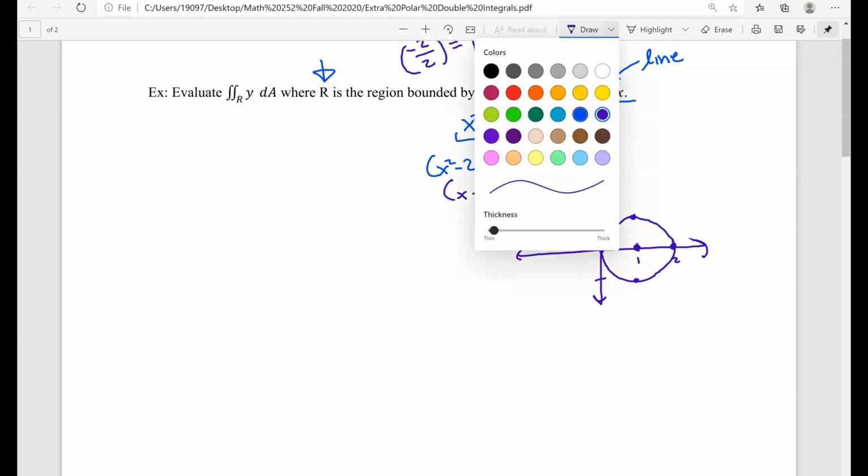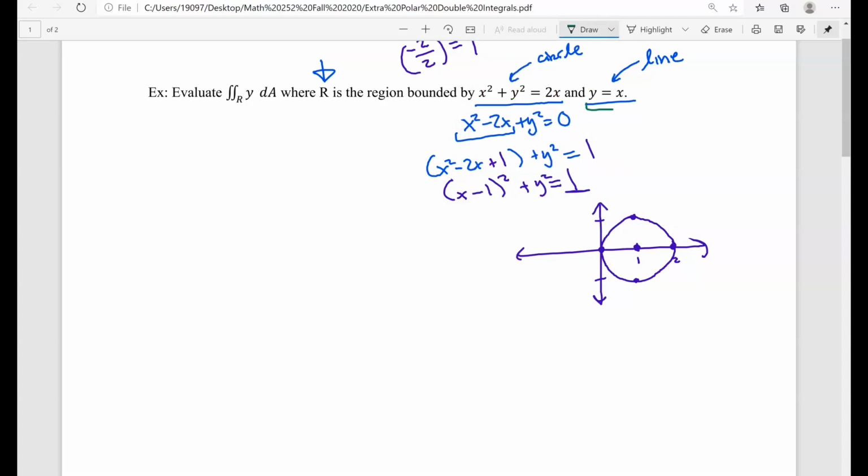And now we have that line. This line is just y equals x. We just know how to graph that. 0, 0 and 1, 1 are points that you can use to graph it, and then we just draw this line. Basically, the region R is this particular piece. This piece is the region that I'm taking the double integral over.